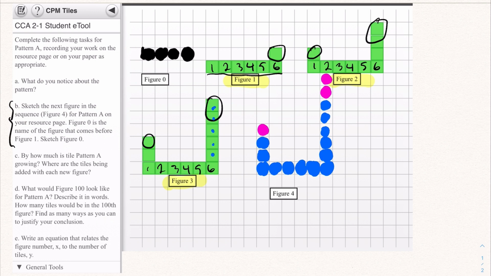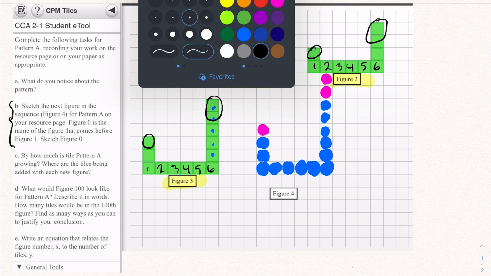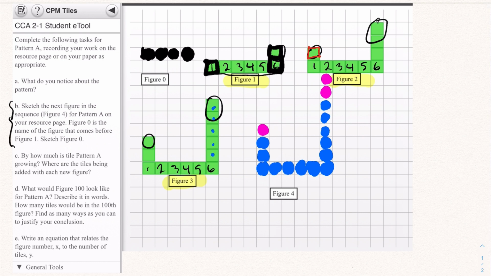When I have figure 1, I added 1 to the left, and I actually wound up adding 2 tiles to the right. And then when I went to figure 2, I kept that same energy and added 1 tile to the left, 2 tiles to the right. From 2 to 3, I added 1 to the left and 2 to the right. In figure 4, I added 1 on the left and 2 on the right.